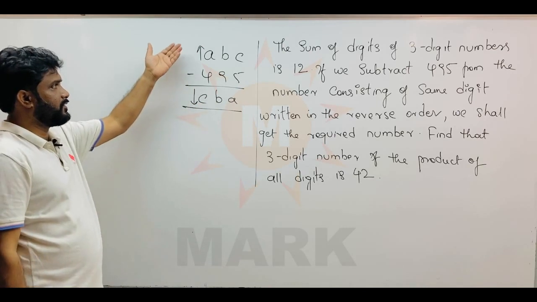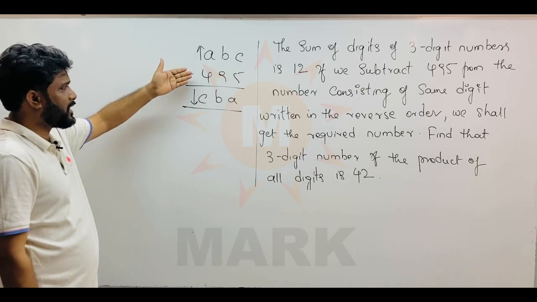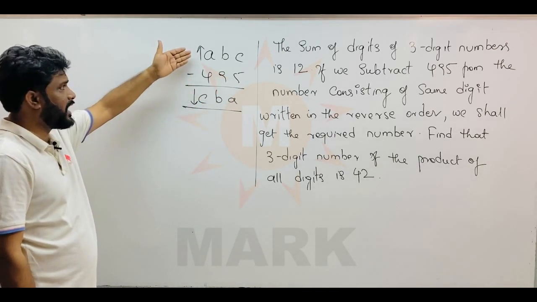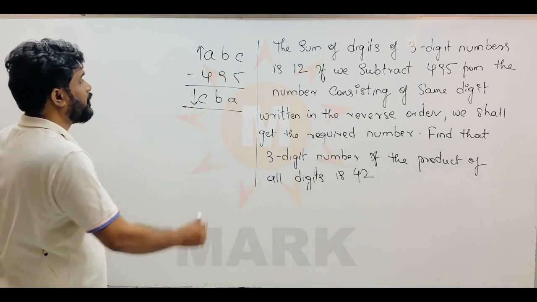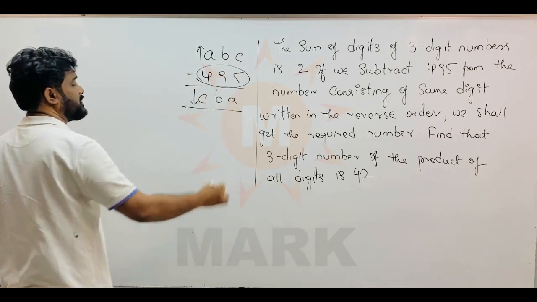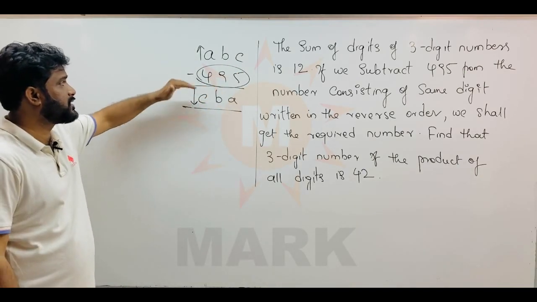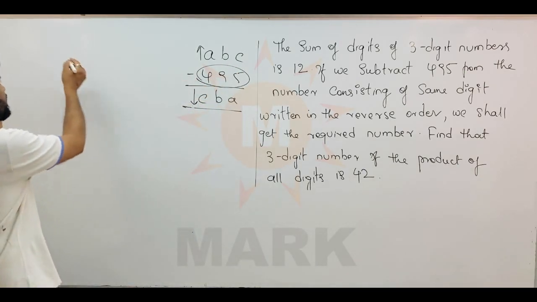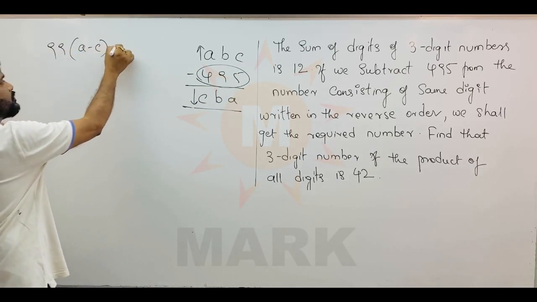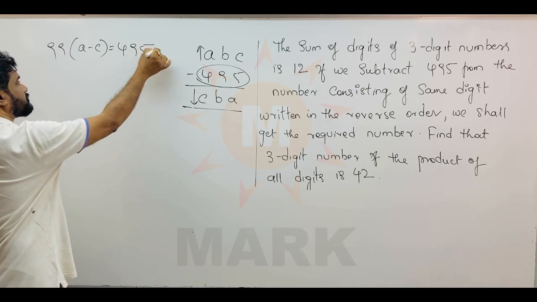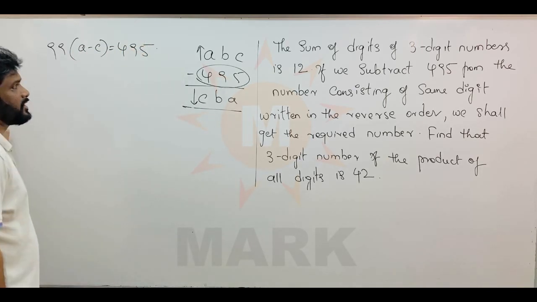Obviously, that means A should be more and C should be lesser in value. Because A should be the bigger number, only then if we subtract a number, you will get this number. That means A should be higher in value, C should be lesser in value. And here he is saying 495. That means the difference between these two numbers is 495. So I can clearly write like this: 99 into (A minus C) is equal to 495, right?